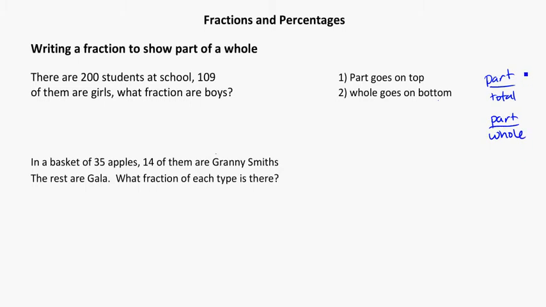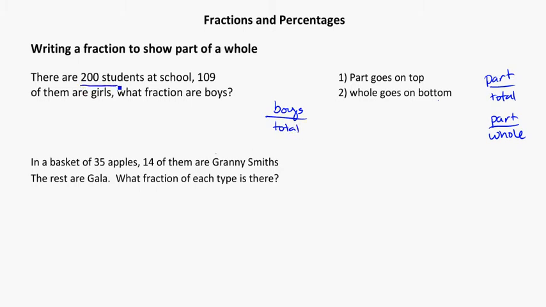So in this case, we need to identify what's the part and what's the whole that we're looking for. There are 200 students at school, 109 of them are girls. What fraction of them are boys? So I want to know, in a sense, boys over total, the total number of students.